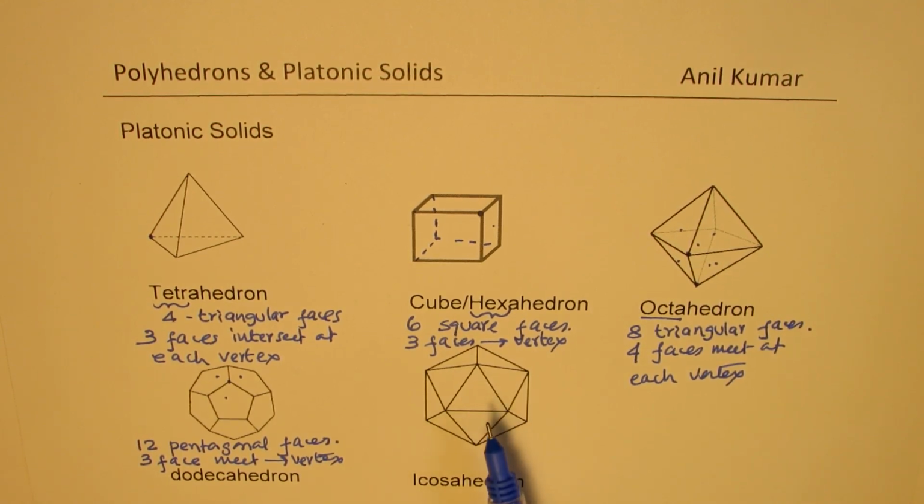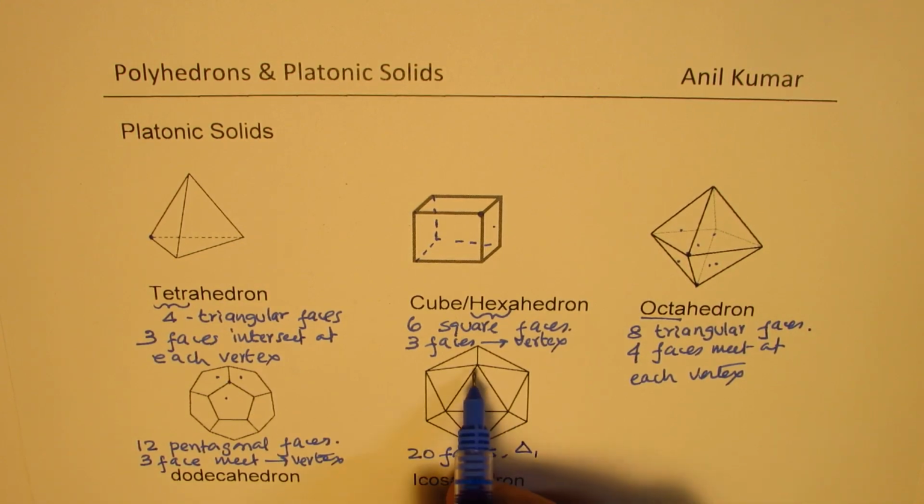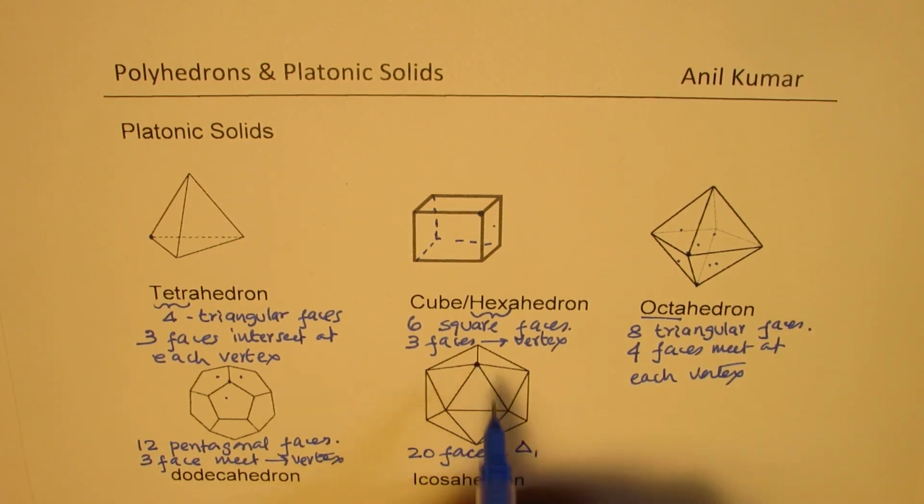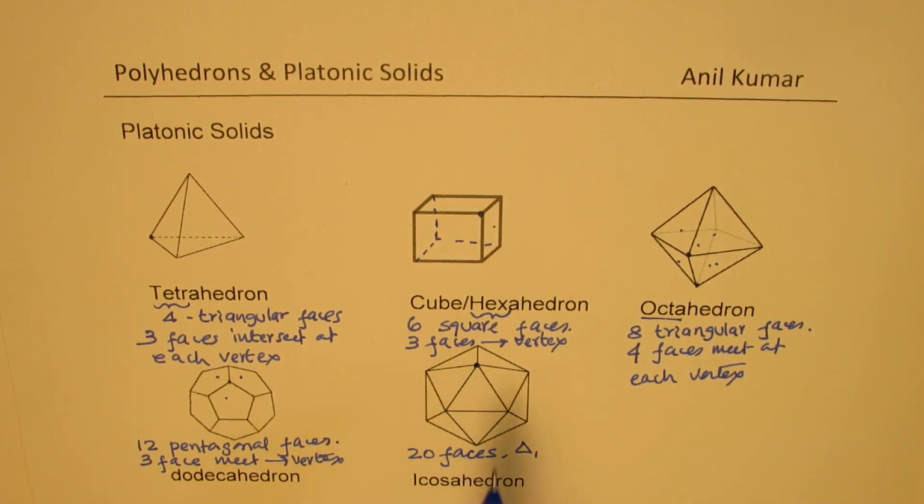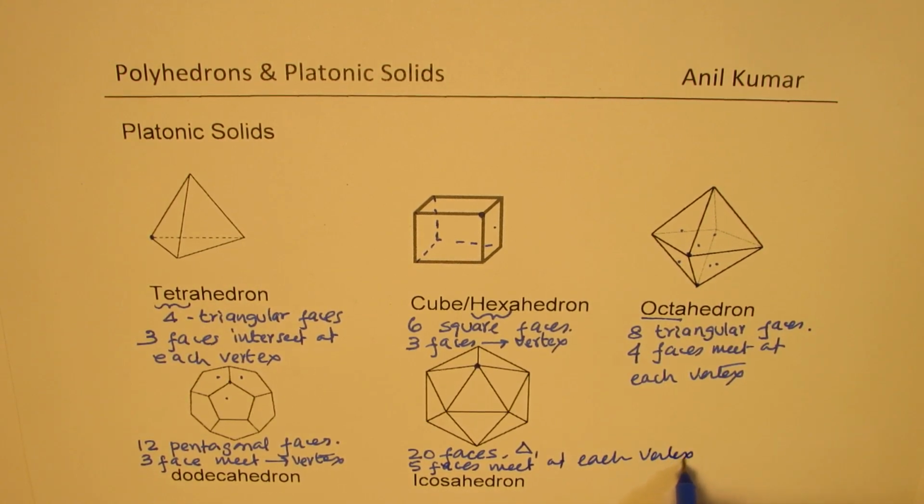Icosahedron is the 5th and final type, in which we have 20 faces, and each is triangular, as you can see here. 20 triangular faces. And at each vertex, 5 faces meet. So that is how you can describe these 5 Platonic solids.